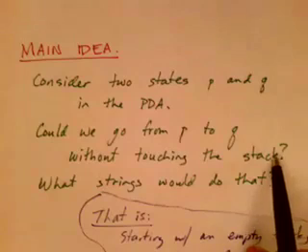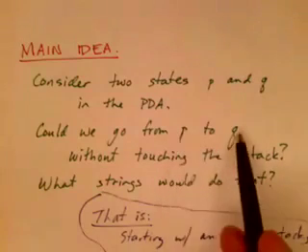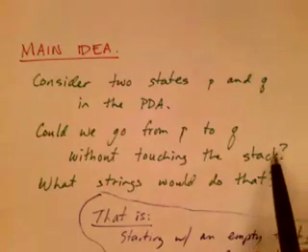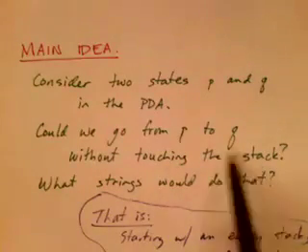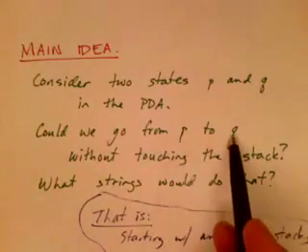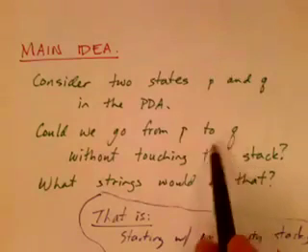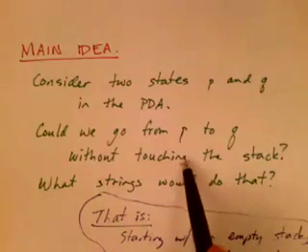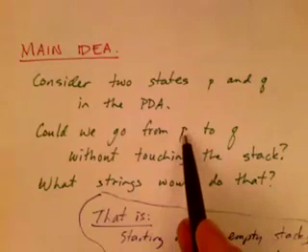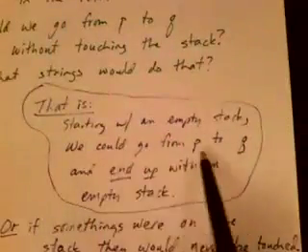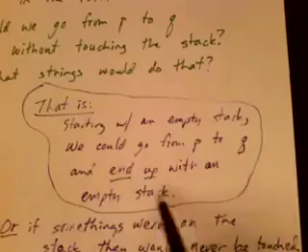If we had an empty stack, could we go from P to Q and end with an empty stack? And our question is, what strings would do that? Which strings would take us from state P to state Q in our pushdown automaton without needing to look at what's already on the stack by the time we reach P? What strings would do that? Starting with an empty stack, can we go from P to Q and end up with an empty stack?